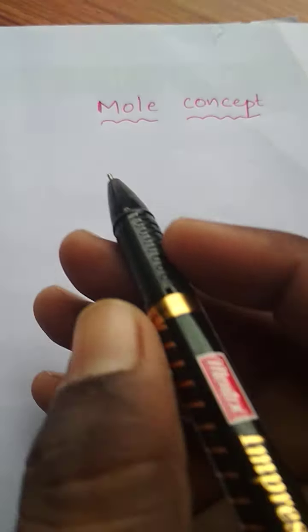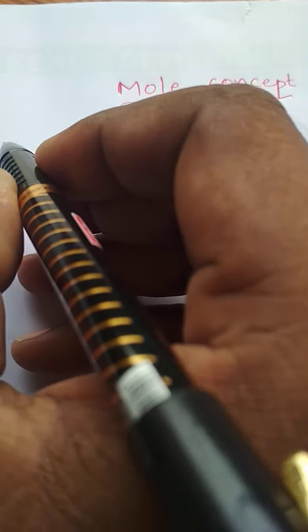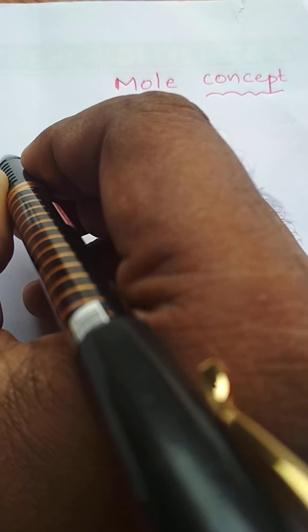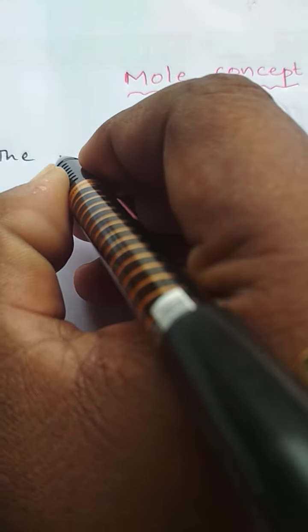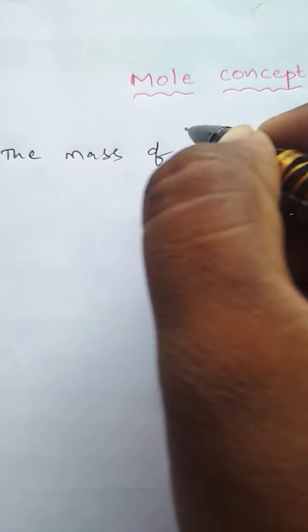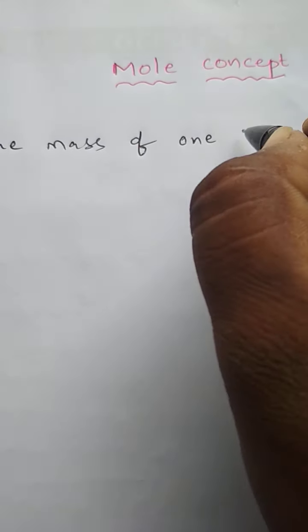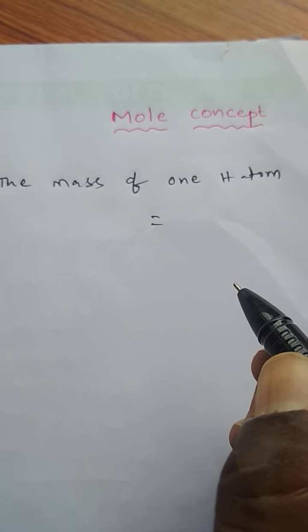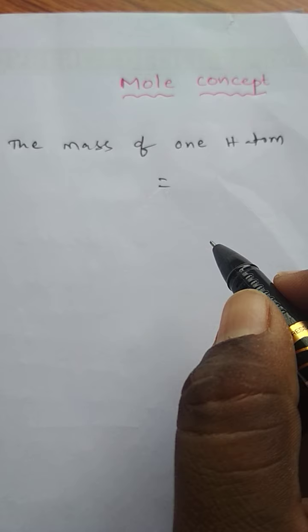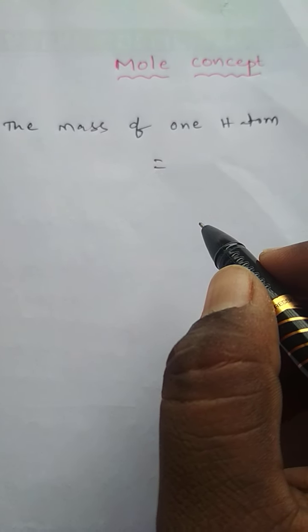So before going to the definition of mole, we have to know how to calculate 1 mole of atoms, 1 mole of substances. For that we are taking the reference value as hydrogen. So the mass of one hydrogen atom. What is the value of the mass of one hydrogen atom? The mass of a hydrogen atom is nothing but the mass of the proton.